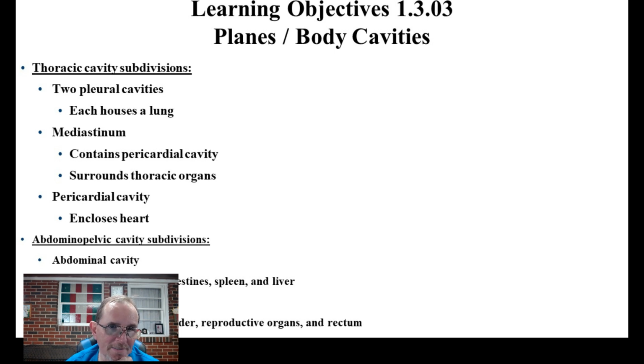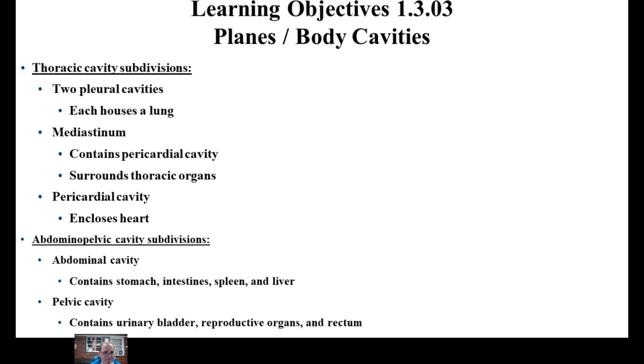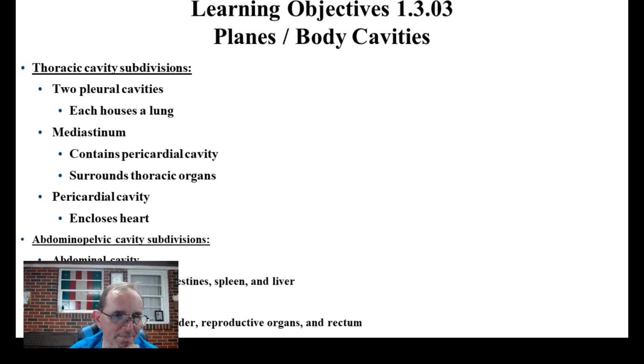The thoracic cavity is the two pleurals with the lungs, the mediastinum, pericardial, the abdominal, pelvic cavity. It's got the stomach, the intestines, the spleen, and the liver, a lot of other things too. The pelvic cavity is going to have the bladder, the reproductive organs, and the rectum.